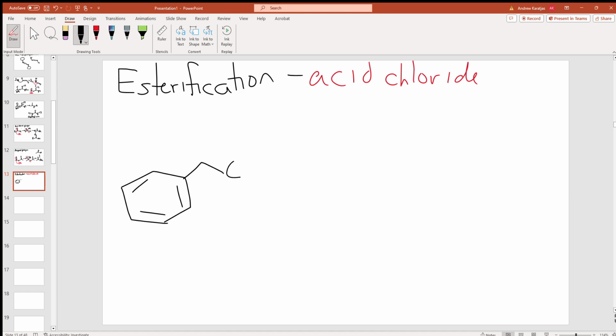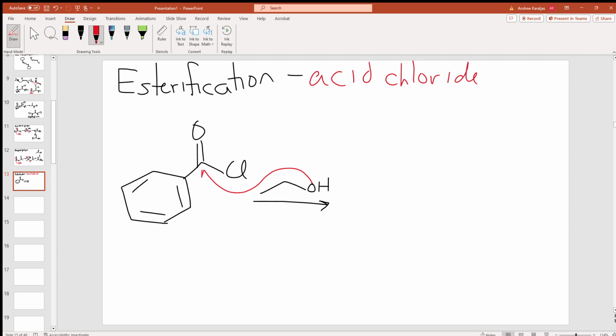So with any acid chloride that we can form, given the electrophilicity of the acid chloride, we don't usually need to do any sort of activation of the carbonyl. It's already been activated by the presence of the chlorine. So typically adding the alcohol itself is sufficient to trigger this reaction.